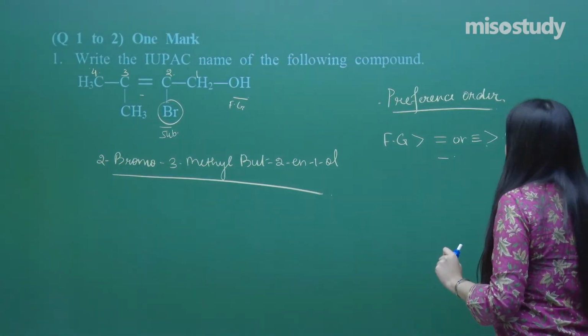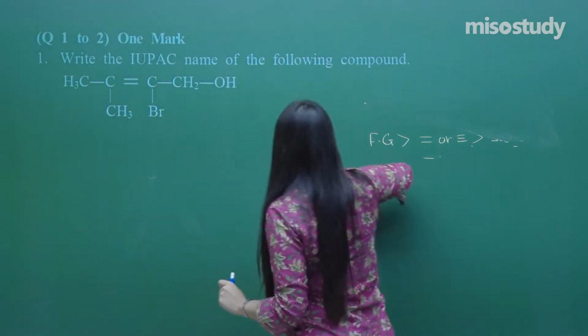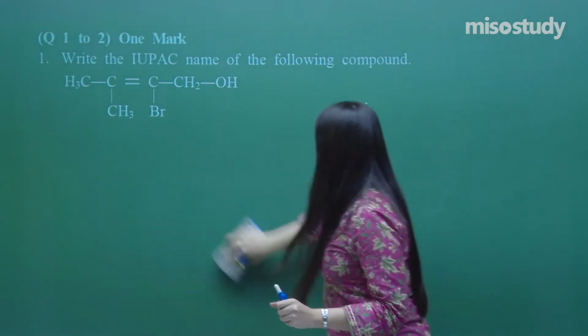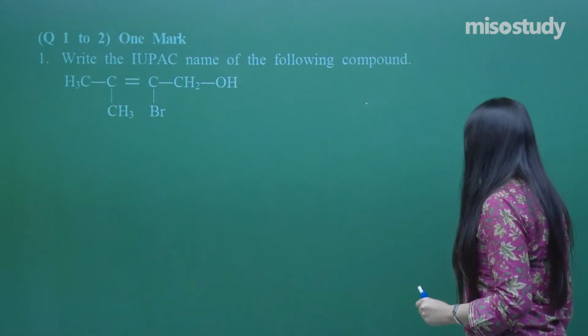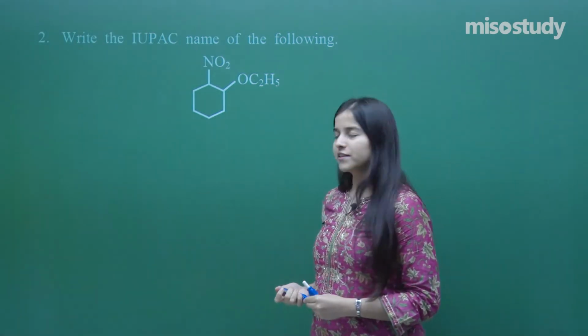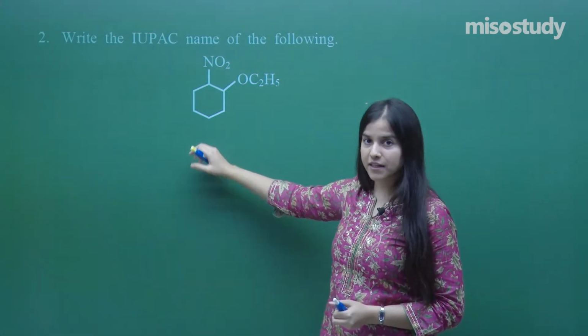Now I am rubbing this. Let us move on to the very next question. So this IUPAC name was kind of typical. Each and every kind of concept was applied here. Next one, write the IUPAC name of the following.